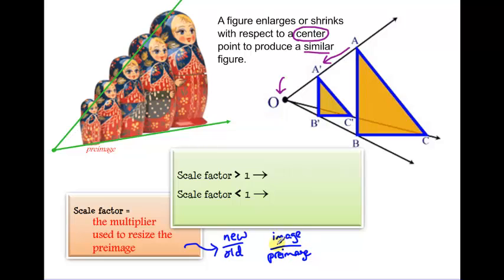Okay, more about scale factor in a little bit. But how do we know when we get bigger and how do we know when we get smaller? Well, it's pretty easy. If the scale factor is bigger than 1, like the number 2 or 5 or 10, then we're going to get an enlargement. If the scale factor, though, is less than 1, like a fraction, maybe 1/2 or 2/3, or a decimal like 0.5 or 0.1, then that's going to cause a reduction to happen. We'll get smaller.